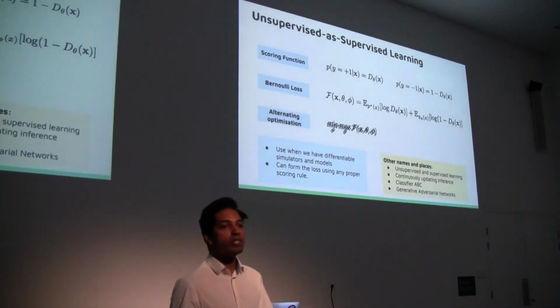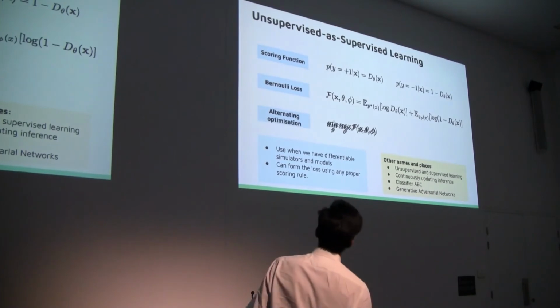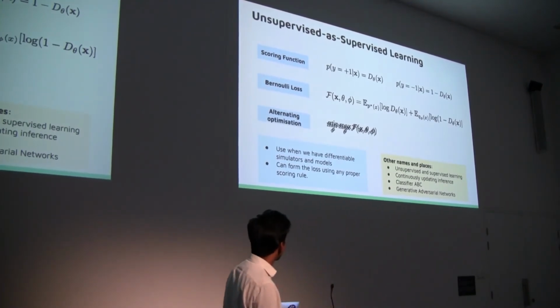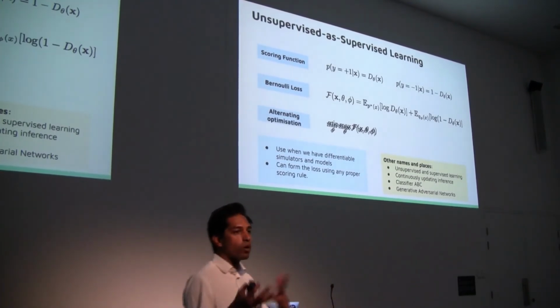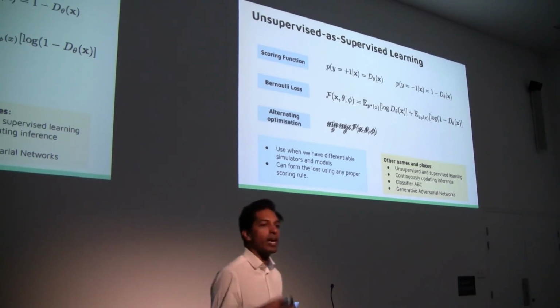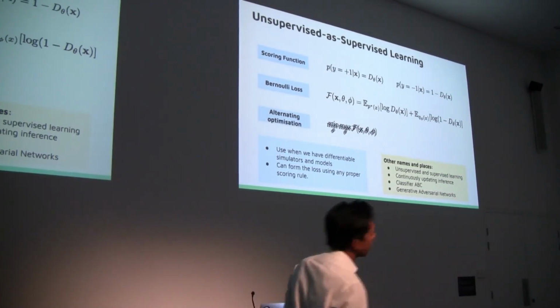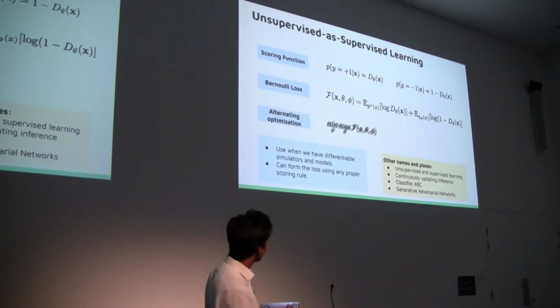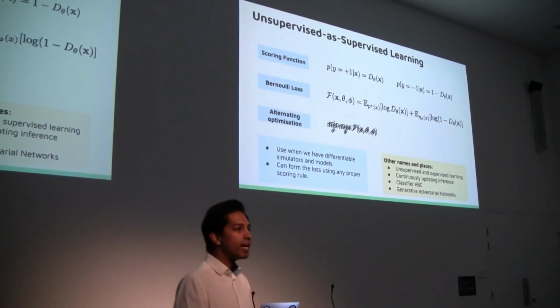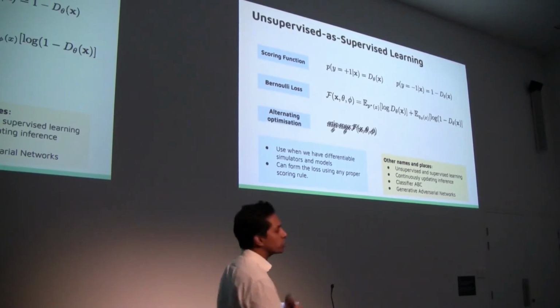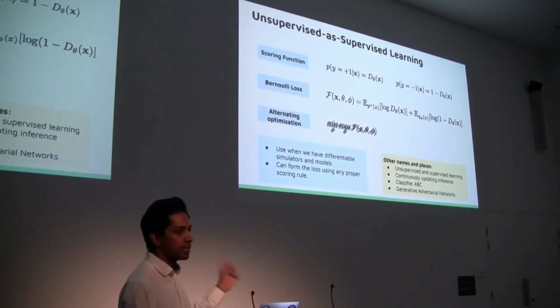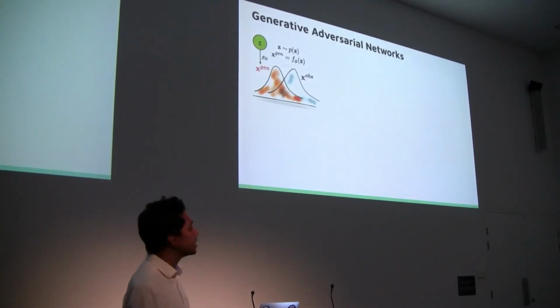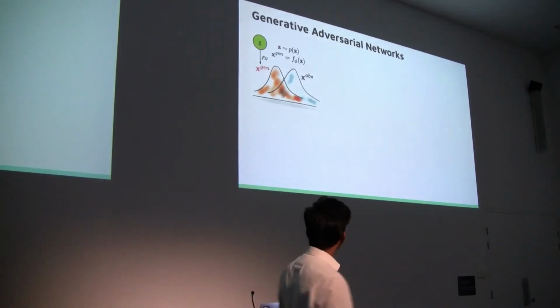And this kind of principle has lots of different names. As I said, they call it unsupervised as supervised learning. In more economics settings, you will call this a continually updating kind of estimation. If you look in Bayesian statistics under ABC, approximate Bayesian computation, they call this kind of principle classifier ABC, and of course generative adversarial networks, which are very popular in machine learning these days, use exactly this principle. So let's talk a little bit about generative adversarial networks.